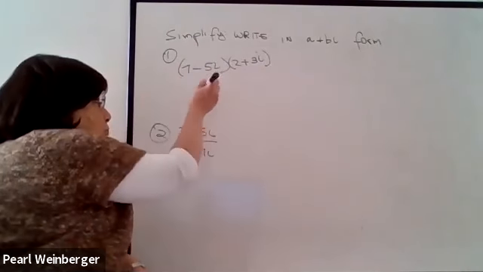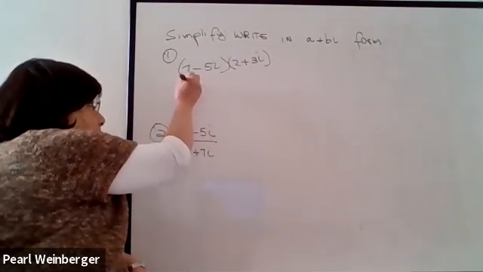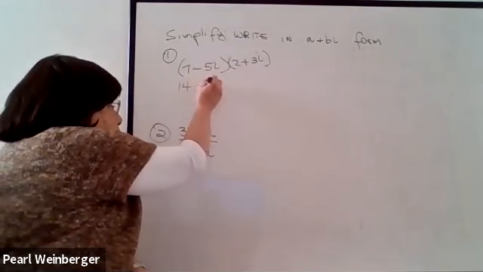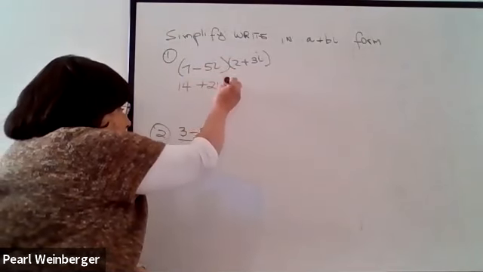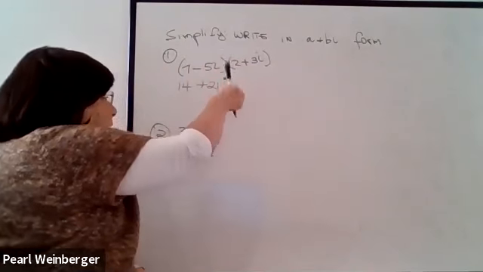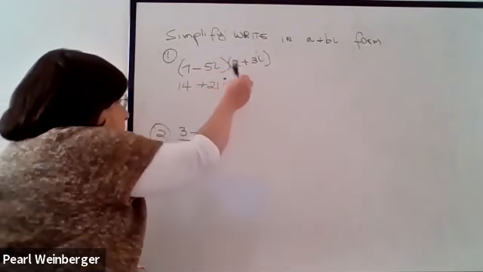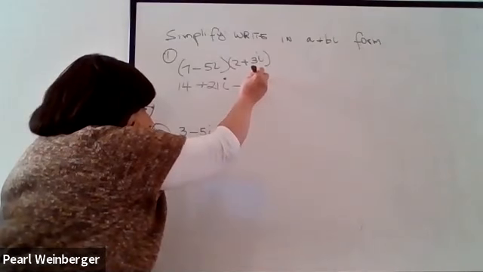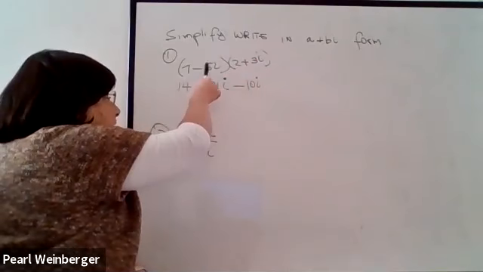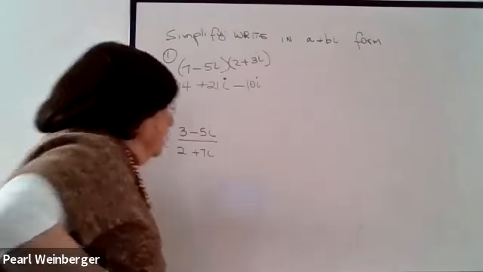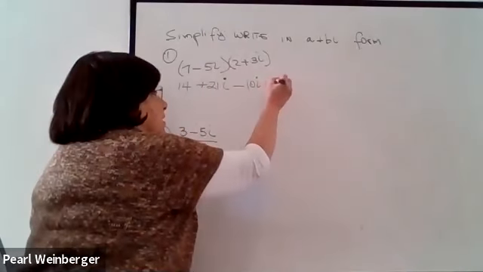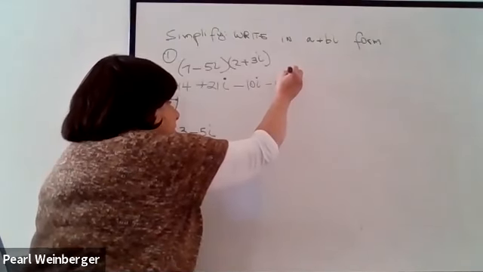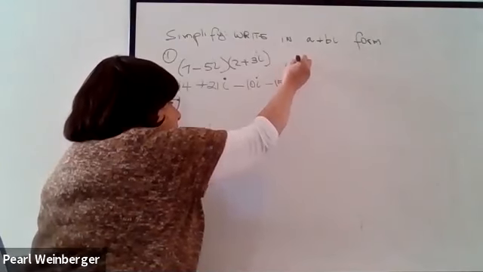7 times 2 is 14. Outer is 7 times 3i, which is 21i. Inner is negative 5i times 2, which is negative 10i. And finally, last is negative 5i times positive 3i, which gives us negative 15i squared. Don't forget, it's i squared, which becomes a negative 1.